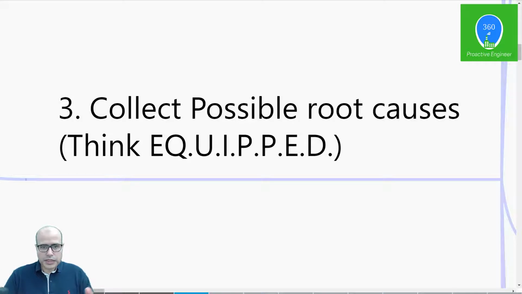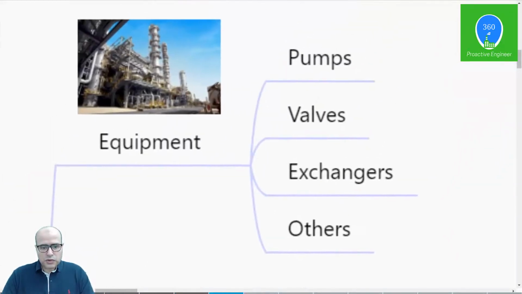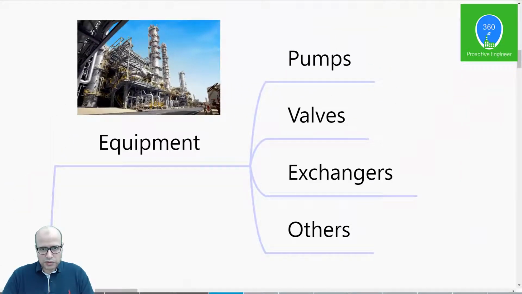I call it EQUIPPED. It is very similar to the word equipment, so please keep it in mind when you are making the analysis. We will see that there are 7 parts, E, Q, U, I, P, P, E, D, and we will see what each and every one of those means. The first, EQ, refers to the direct equipment where we have the problem. If we have a problem in one pump, one valve, an exchanger, or other equipment, this is very straightforward thinking that we should think about what can happen there.